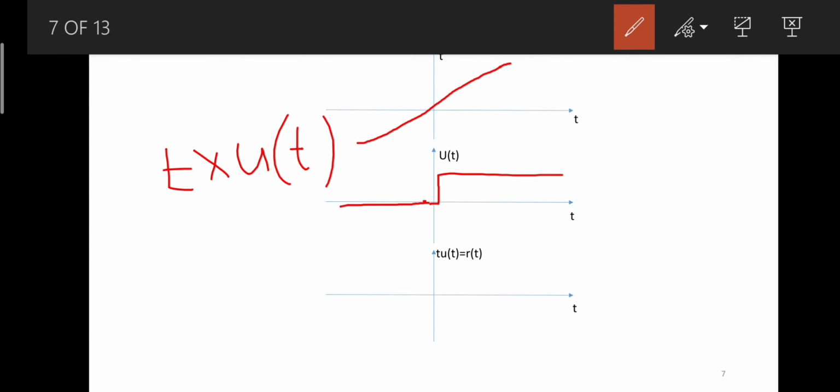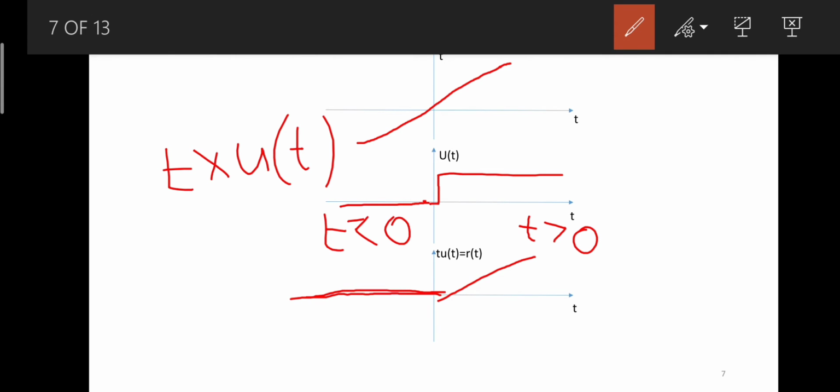So let's multiply these values. For t less than 0, u of t is equal to 0. So here t into u of t will be 0 for t less than 0. And for t greater than 0, u of t is equal to 1, and 1 multiplied with t will be equal to t. So this is a ramp signal. For t greater than 0, the value is t, and for t less than 0, the value is 0.